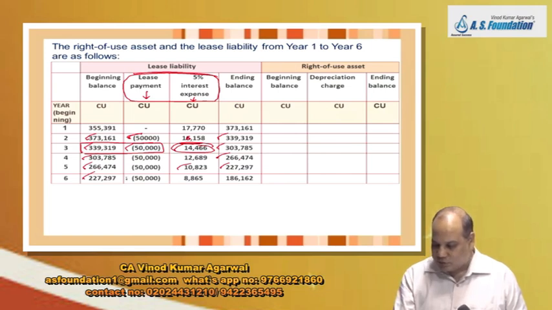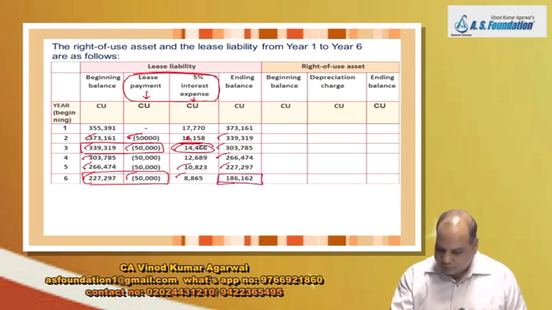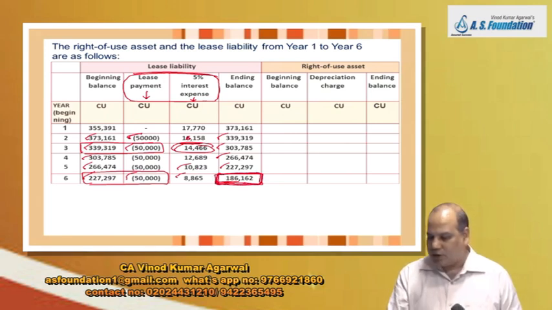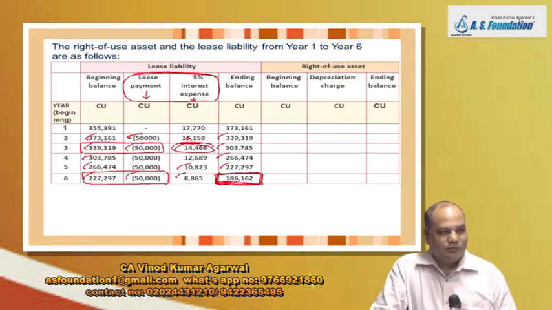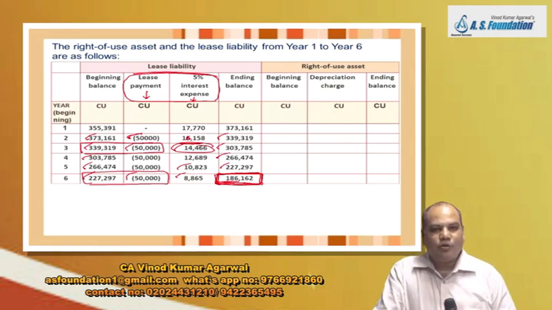227,297, less 50,000. Now first you deduct this amount. 885 balance. Now this number you underline. This is my carrying amount of liability at the end of year 6. Is it right? So how many more payments are remaining? 9.